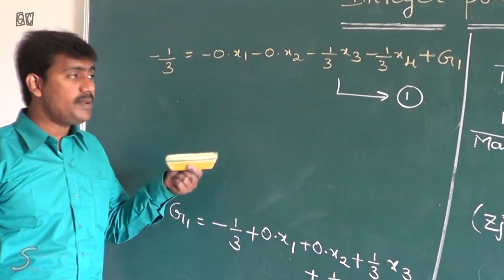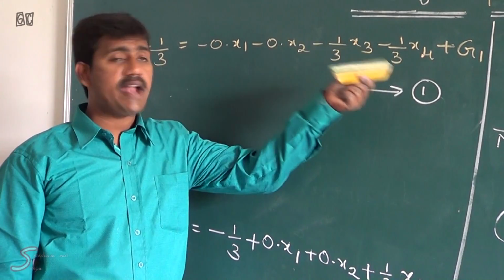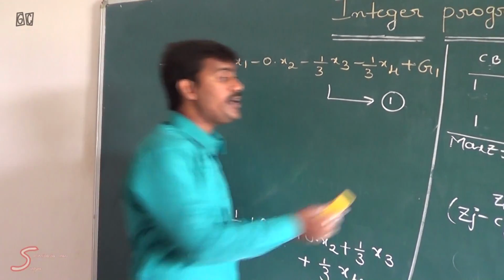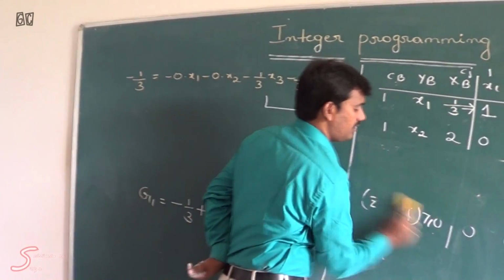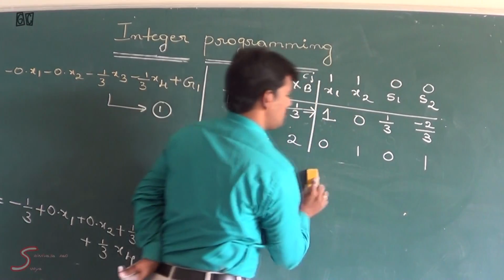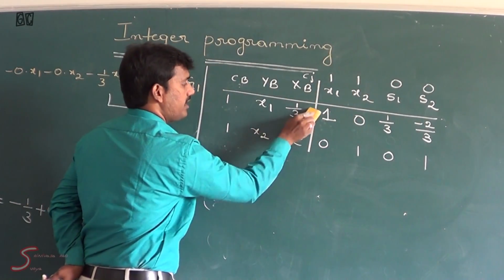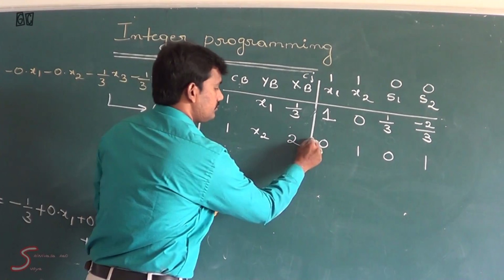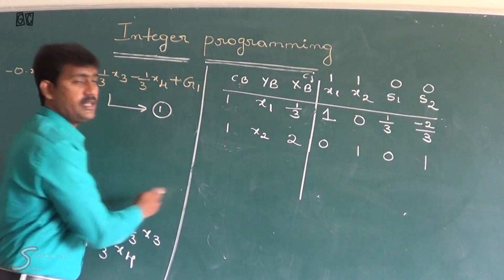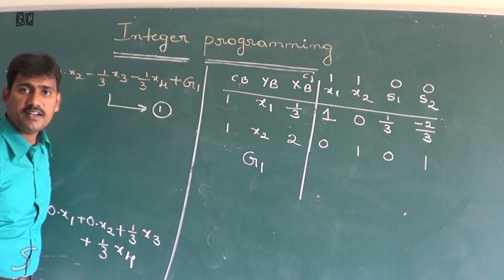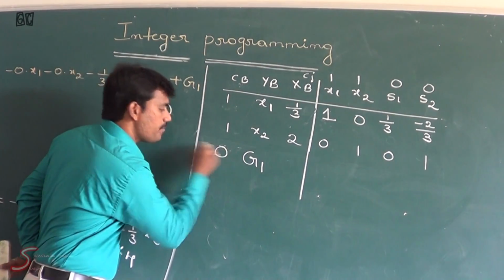Now I am going to replace this equation 1 in the above iteration table. So we have the iteration table. Now I am going to introduce this equation 1 in this iteration table. So just listen here. That is, I am going to replace the total equation here. We have a G1 here. The introduced Gomory cost should be 0.